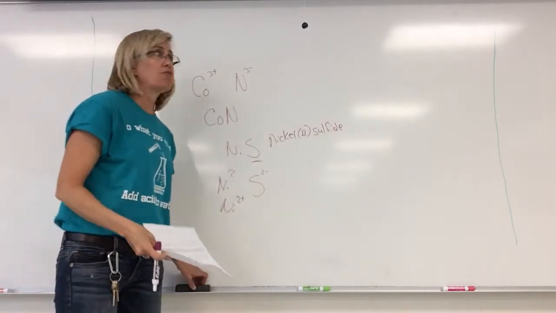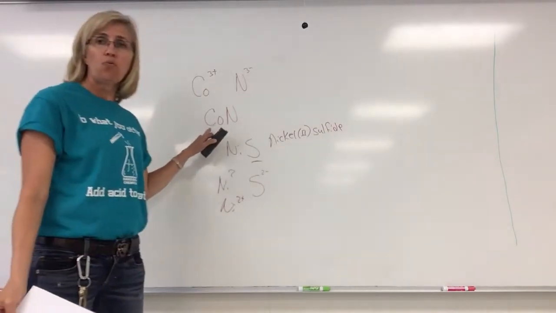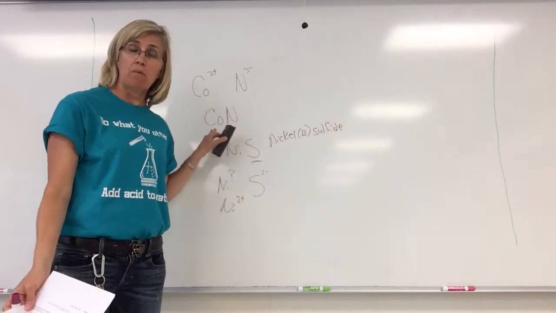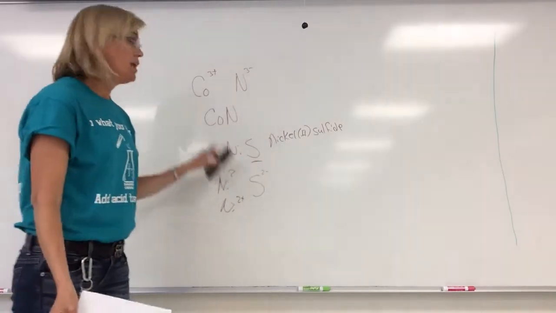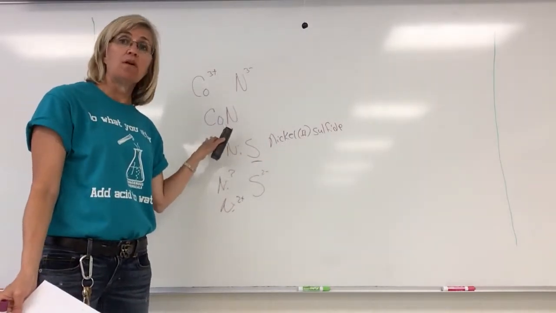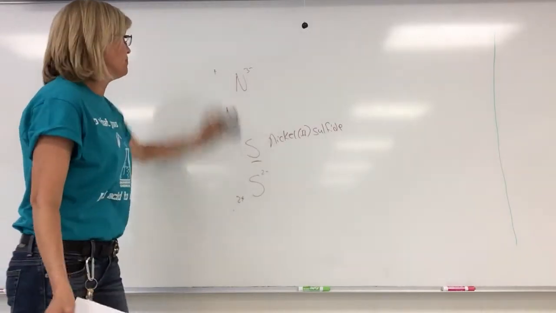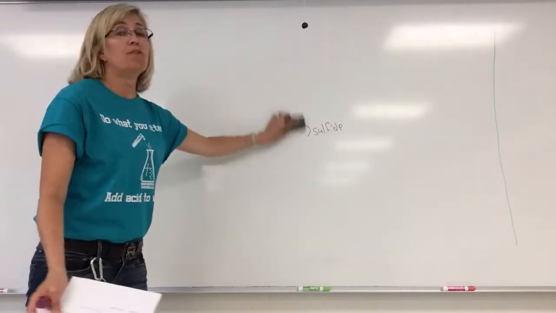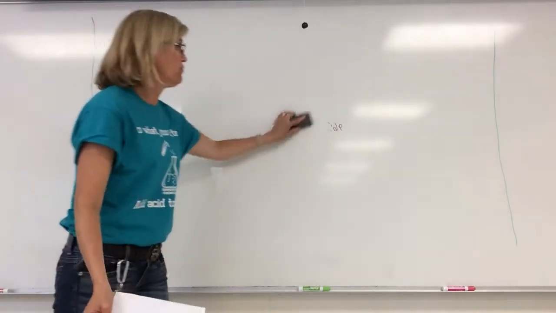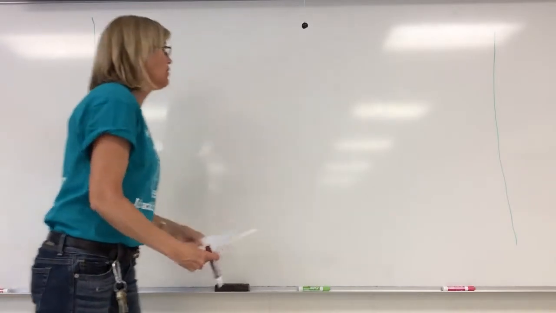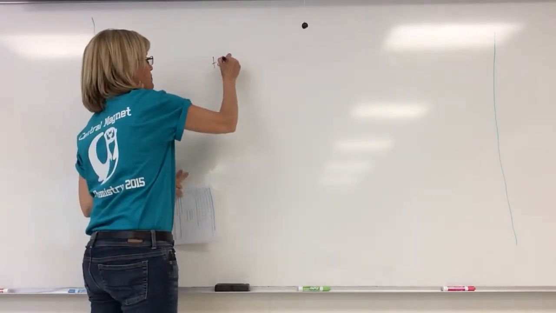All right, so that is the twist on the previous lesson of a main group metal with a nonmetal. Now we have a transition metal with a nonmetal. Are there exceptions to this? Yes, unfortunately. All right, there are 2 exceptions.